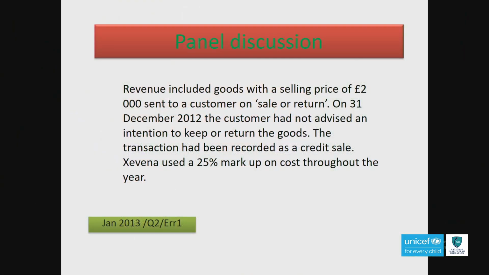Again, revenue included goods with a selling price of £2000 sent to a customer on sale or return. Again, I emphasize the point: sale or return. On 31st December 2012, the customer had not advised an intention to keep the goods or return the goods. The transaction had been recorded as a credit sale. The business used 25% markup on cost throughout the year.